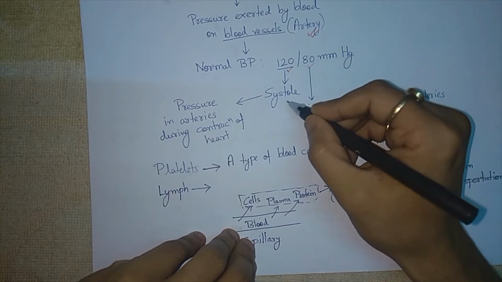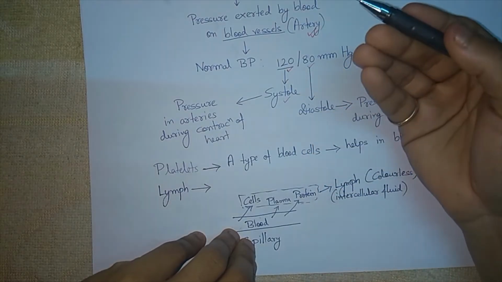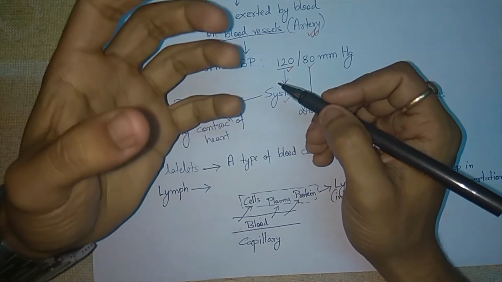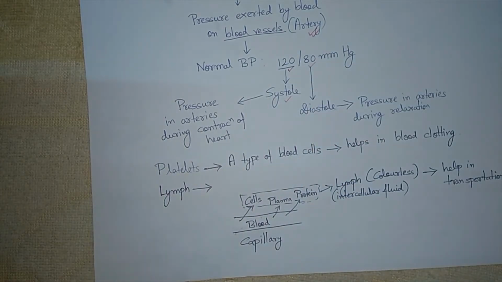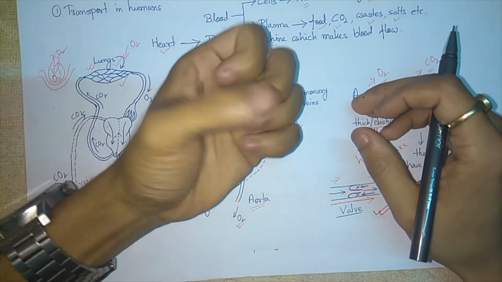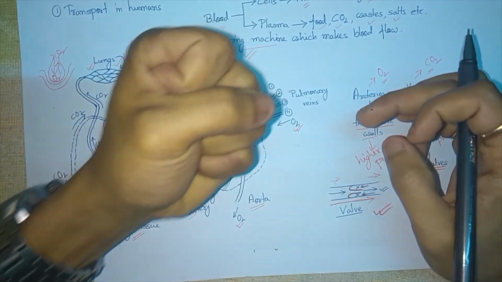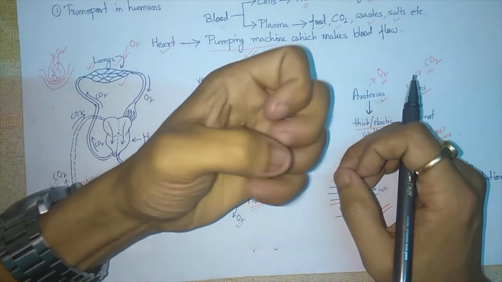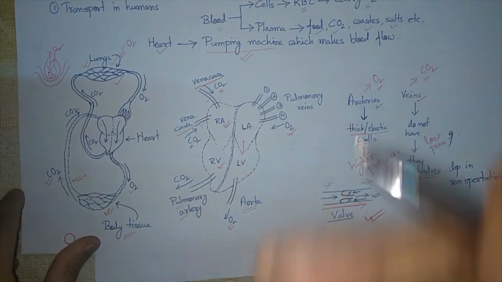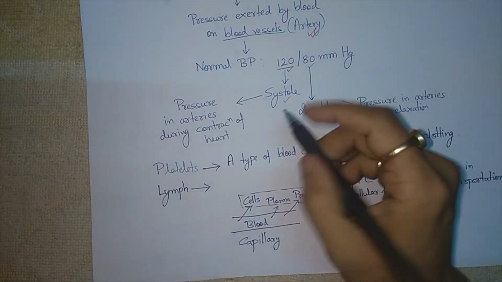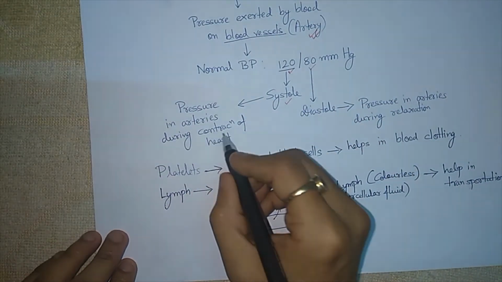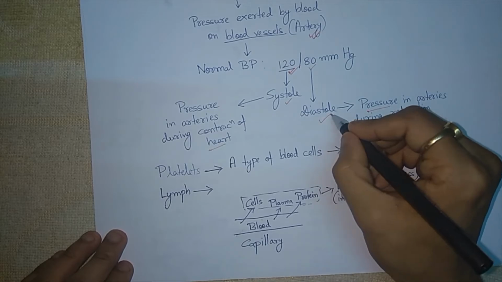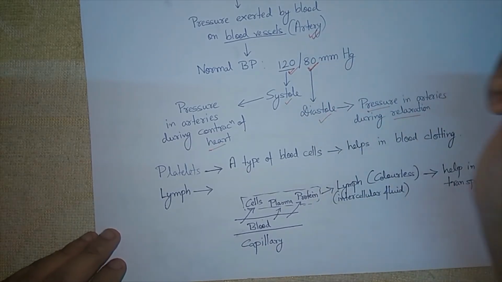The upper limit is the systolic pressure. It is the pressure in arteries during the contraction of the heart. I am showing you the previous diagram. When the heart contracts, the pressure in the arteries increases, and when the heart relaxes, the pressure in the arteries decreases. So this increased pressure during contraction of the heart is the highest pressure, and the pressure in the arteries during relaxation is the lowest pressure, the smaller value, 80 millimeter of mercury.